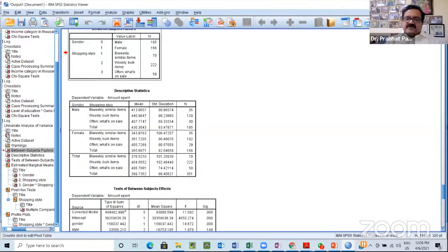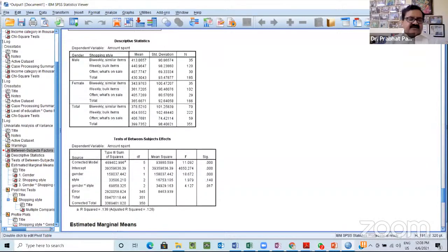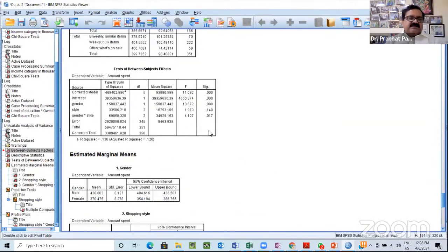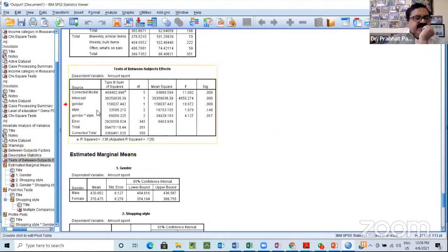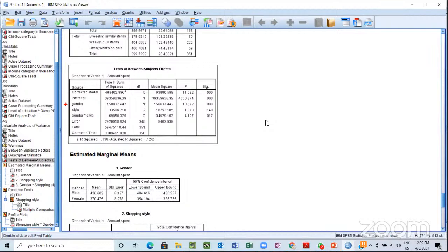One of the assumptions of this ANOVA model is that these standard deviations are not significantly different. If you look at the test of the effects, here we find that the gender is significant because the p-value is 0.000. That means the gender effect on the sale is significant. Style is not significant. So it doesn't matter whether the purchasers are weekly or bi-weekly or often. But the interactive effect of gender versus style is significant. So when we start looking at the style of purchase vis-a-vis gender, then it becomes significant. So that's the beauty of this analysis.